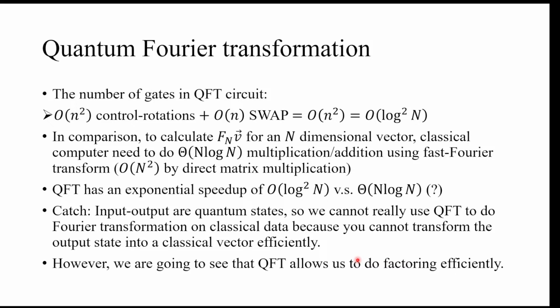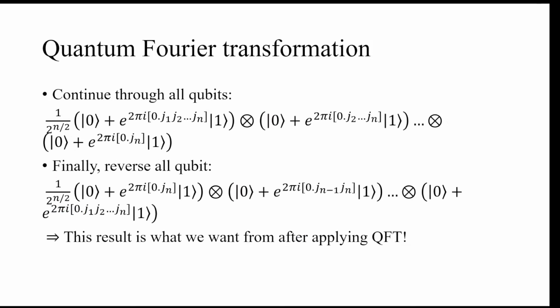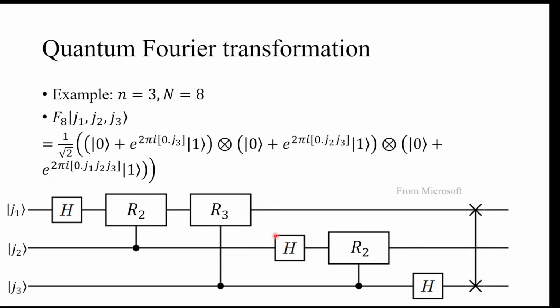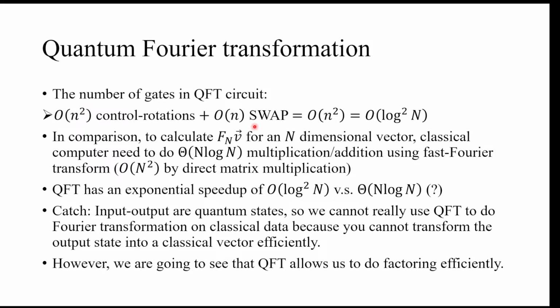Okay, and yeah, so let's count a little bit how many gates we use in quantum Fourier transform. So we have order n squared control rotations plus order n swap gates. Order n squared control rotations because we have n plus n minus 1 plus all the way to 1, so that's order n squared. And at the end we need order n swap gates. So totally it is order n squared gates, and that's order small n. In terms of big N, that's order log squared of big N.